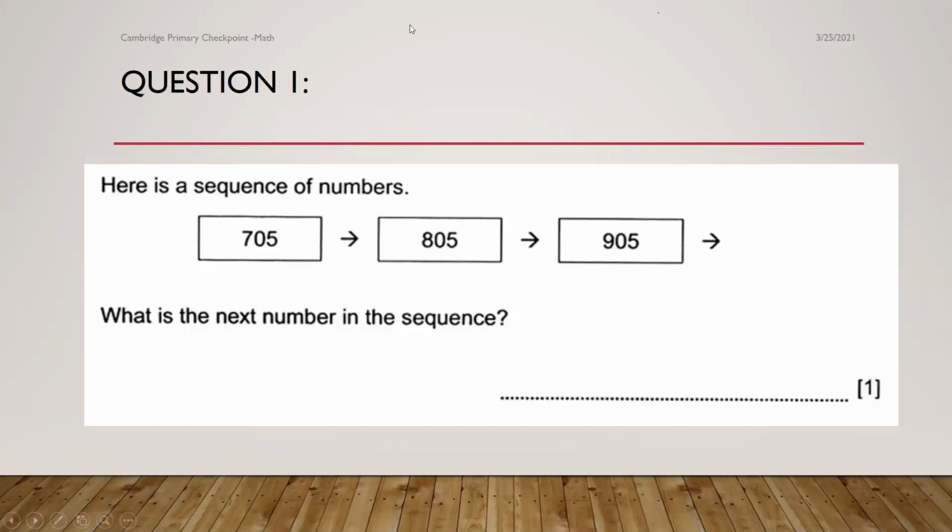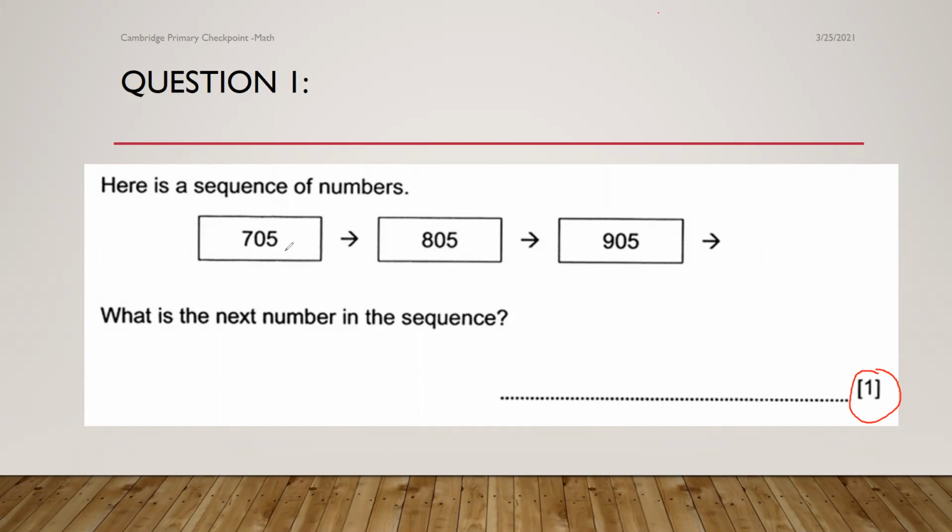Right, this is the first question. Here is a sequence of numbers. What is the next number in the sequence? Actually, when you get a question like this, you will get 1 mark. This is how they indicate the mark, right? Now, you have to find the next number. To find the next number, you have to identify this pattern.